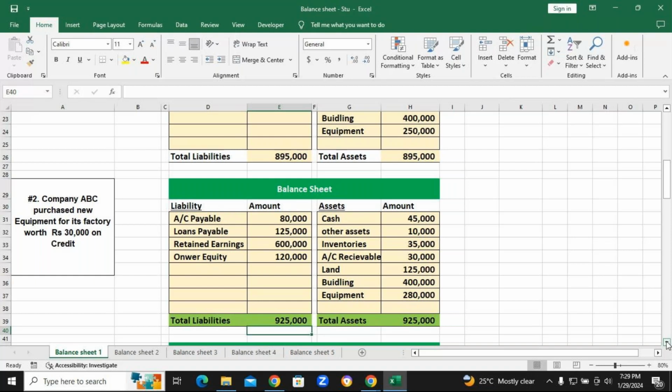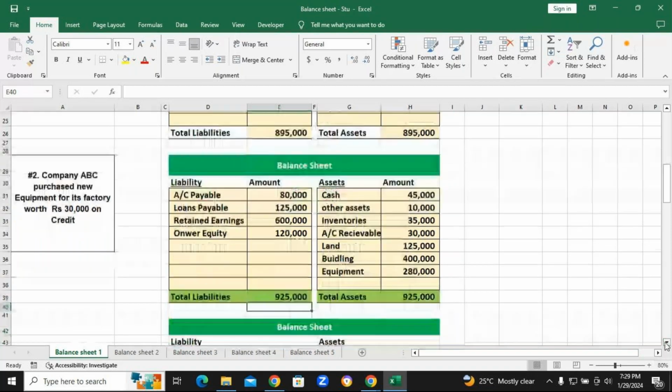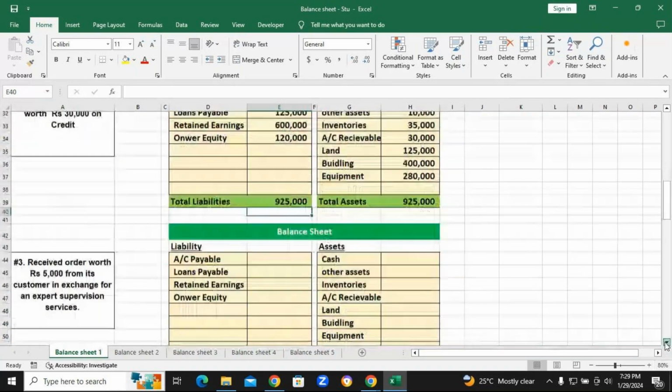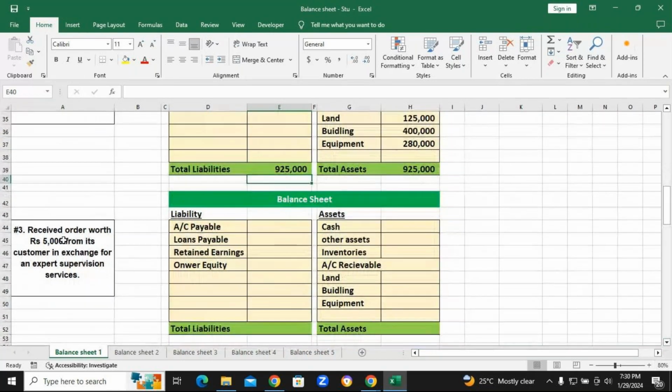So if you look at the third point, received order worth rupees 5,000 from its existing customer in exchange for expert supervision. Here we are not going to put anything for calculation because I am making an exchange. I am exchanging the expert supervision services for the order with my customer. I'm just exchanging, so the overall amount is going to remain the same.